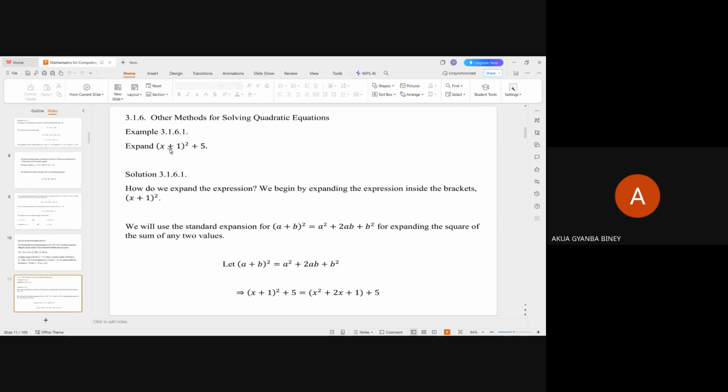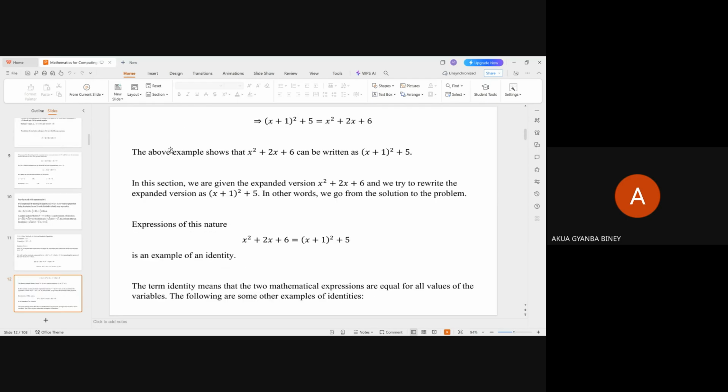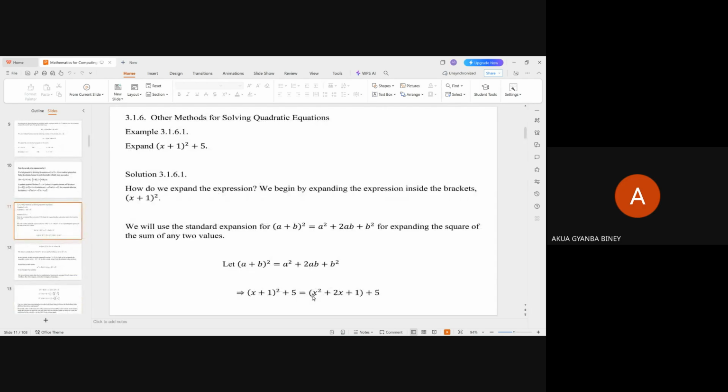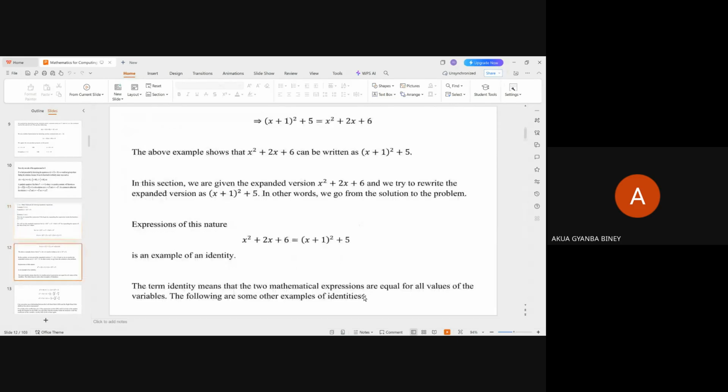We have expanded the brackets. After expanding the brackets, you get the plus 1 plus 5. If you remove the bracket here, you get plus 1 plus 5, making 6. So the above example shows that this can be written as that.